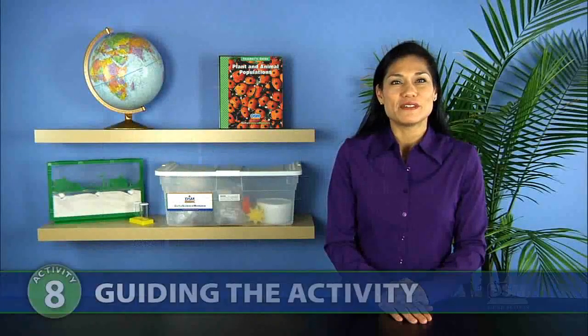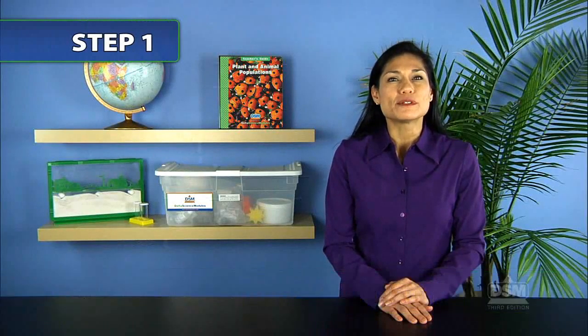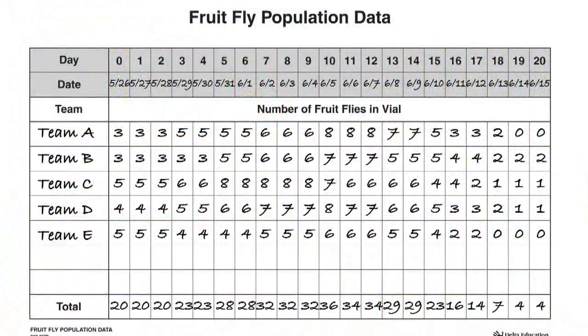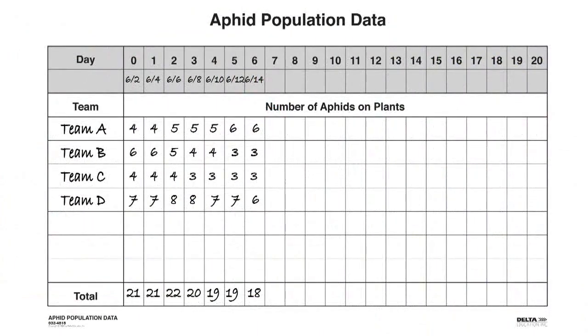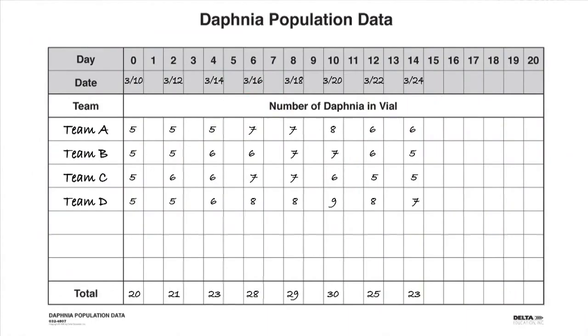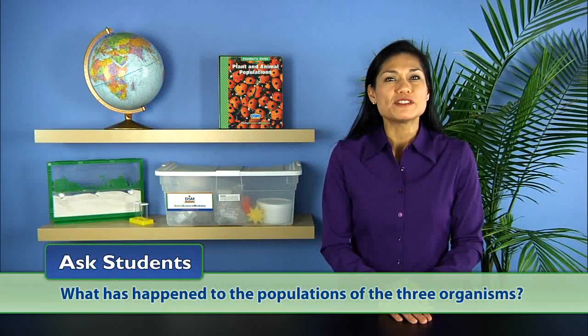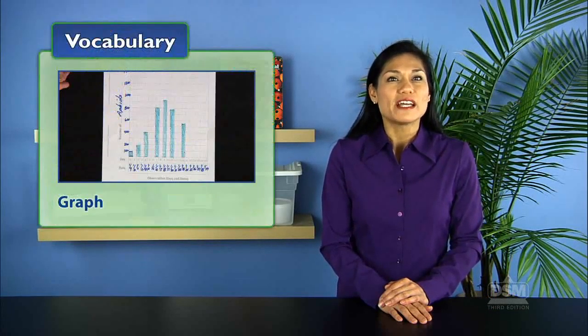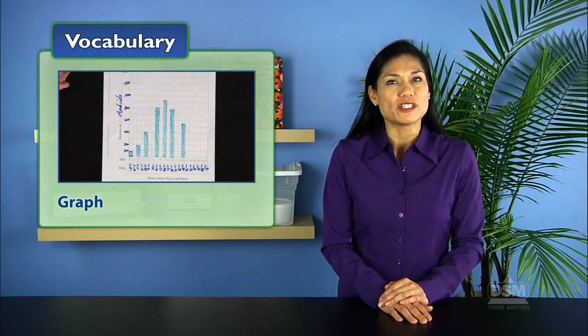To begin the activity, have the class look at the numbers along the bottom row of each of the 3 charts: fruit fly population, aphid population, and daphnia population, and ask what has happened to the populations of the 3 organisms. Students should respond that the populations are either increasing or decreasing, depending on the numbers on the charts. Then explain that a graph is a way of representing information in a special kind of picture.